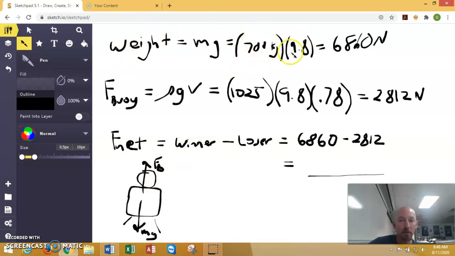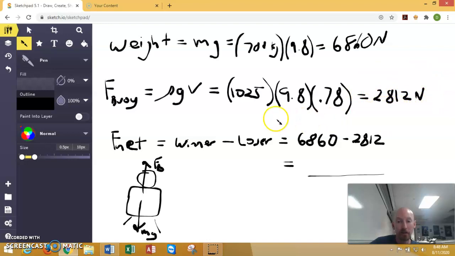You take your mass multiplied by gravity, 6860. That's 6860 newtons, my weight going down. I have a buoyant force trying to hold the statue up, rho GV. Rho is the density of the fluid that it's in, so water, 9.8. This is the volume of water that the statue displaces. And so I get this number, 2,812.